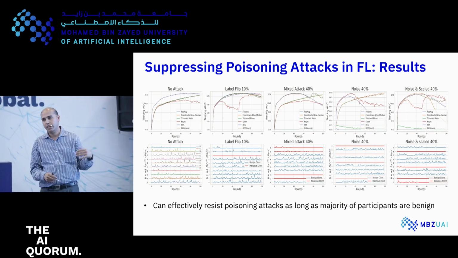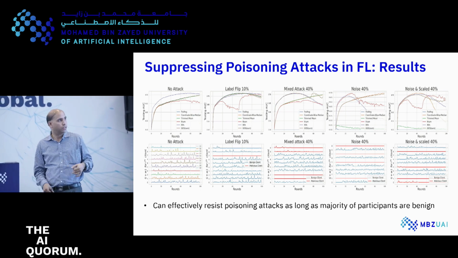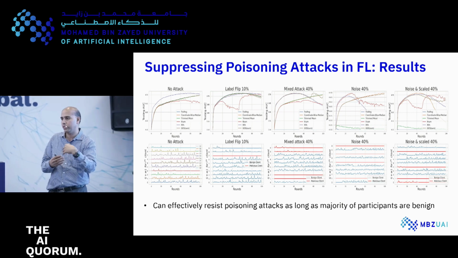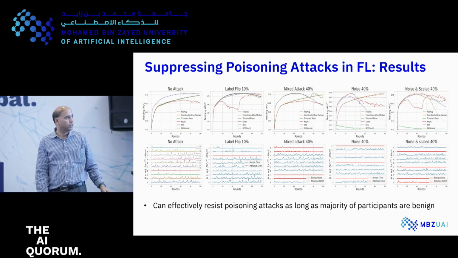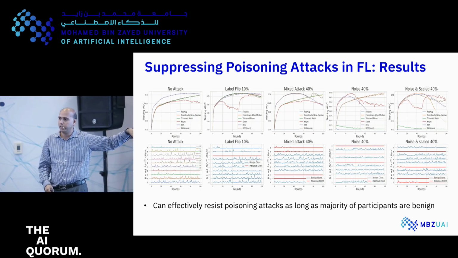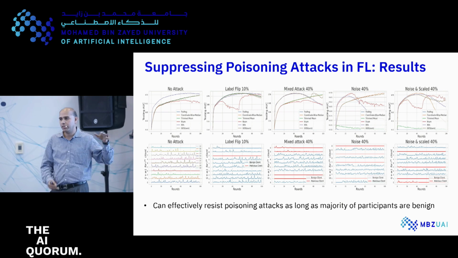But in cases where, let's say, some of the clients are malicious, right? In the second example shown here, you have a 10% label flip, which means one of the clients is malicious among the 10. So in this case, we are able to clearly identify the malicious participants even in the very early rounds of collaboration, and then suppress their updates so that they don't affect the learning process.